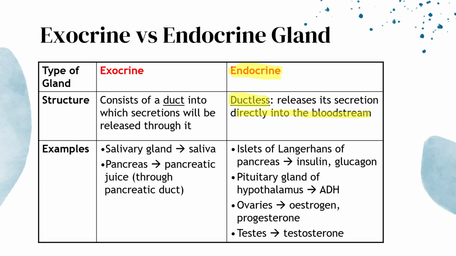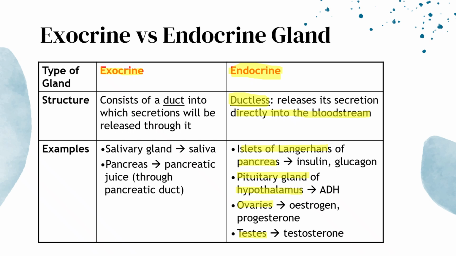Examples of endocrine glands are the pancreas, the islets of Langerhans, and the pituitary gland of the hypothalamus, which you are familiar with because of chapter 8. Later on, you will study the ovaries and the testes. These are glands that fall under the endocrine system, and they don't have tubes. They don't have ducts. On the other hand, some glands have tubes, and you're more familiar with them.